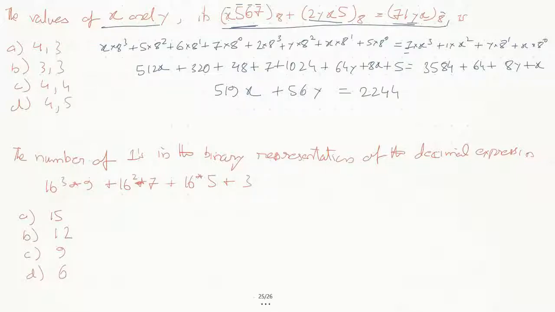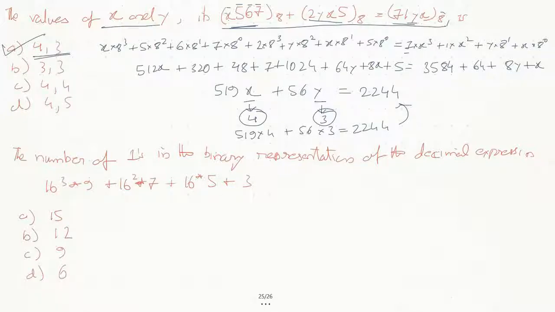Now we have to look at the options to see which one will satisfy. Now if we put 4 in place of x and 3 in place of y, it will evaluate to 519 times 4 plus 56 times 3, and this is basically equal to 224, right? So it matches. So our correct answer is 4 and 3. So this will be true. Okay, option A is correct.